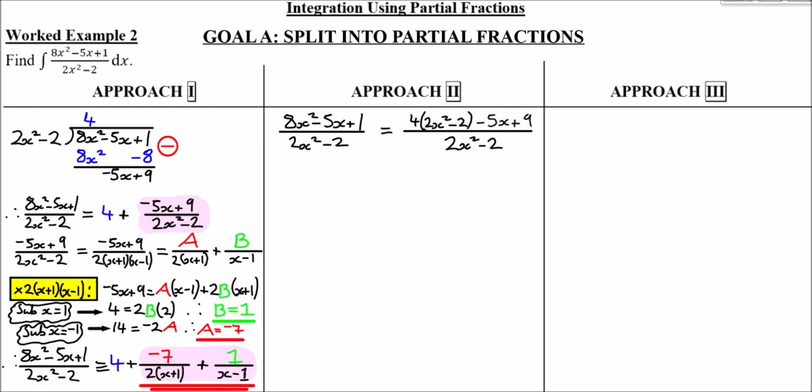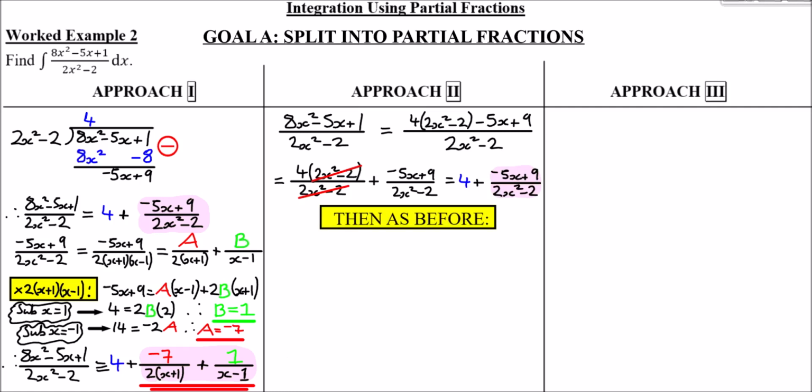So by rebalancing, I then need to input this myself. Then splitting into separate fractions, I now have this, because the numerator can cancel with the denominator. The first fraction we can cancel, so it just becomes 4. And then, of course, we have this minus 5x plus 9 over 2x squared minus 2 to contend with. At this stage, we're now at exactly the same stage as we were using approach 1. So after this point, we just do exactly the same as before. So I'm not going to repeat myself again.